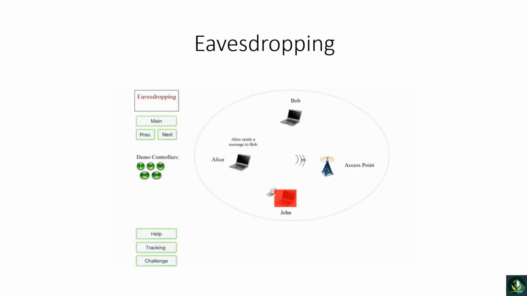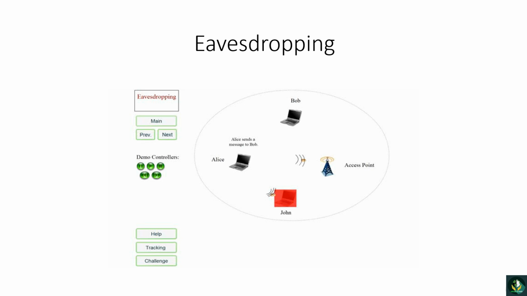This eavesdropping scenario demonstrates how a hacker eavesdrops on the communication between two wireless nodes. It shows a snapshot of the eavesdropping demo. So, the network includes two users, whom I named Alice and Bob, an AP, and a hacker who is John. The messages between two network nodes are represented by a small box.